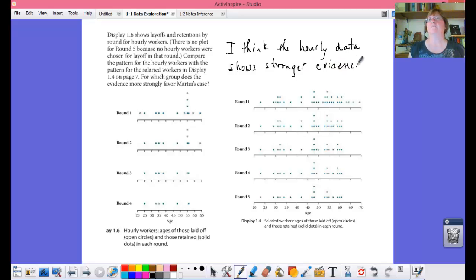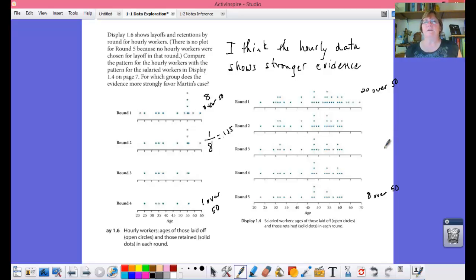Now, could you back up that opinion, Mrs. Brownfield? Well, yeah. So I did the counting. Now I want to do the analysis. Over 50 employees for hourly, there was 1 in 8 left, and that is a decimal value of 0.125. In the salaried workers here, there were 8 of 20 that were left, and that proportion, well, that's 2/5, so that's 0.4. So I was right? And I can back it up mathematically. Stronger evidence of discrimination against older employees in the hourly workers.